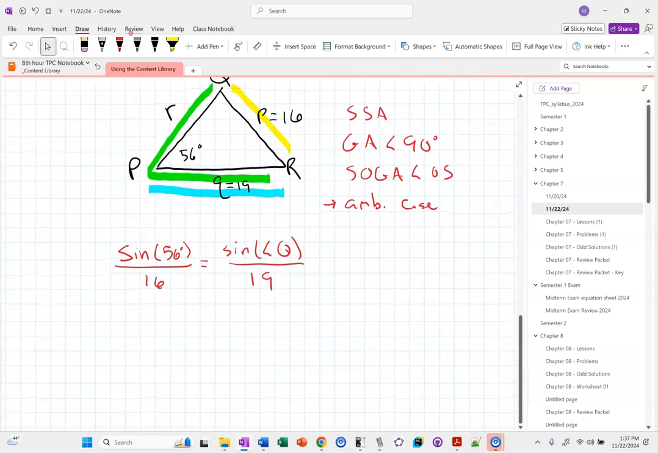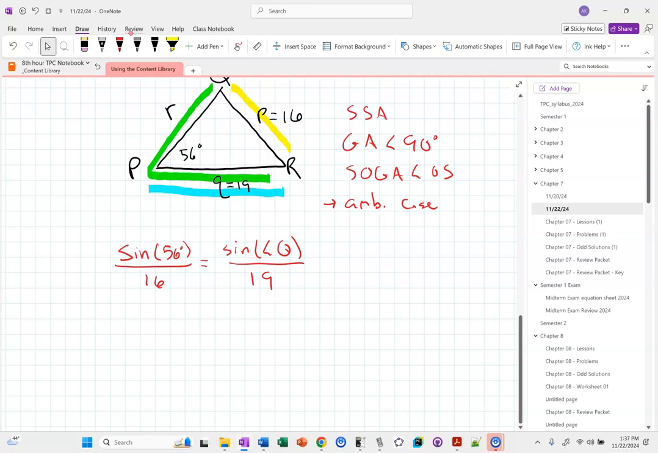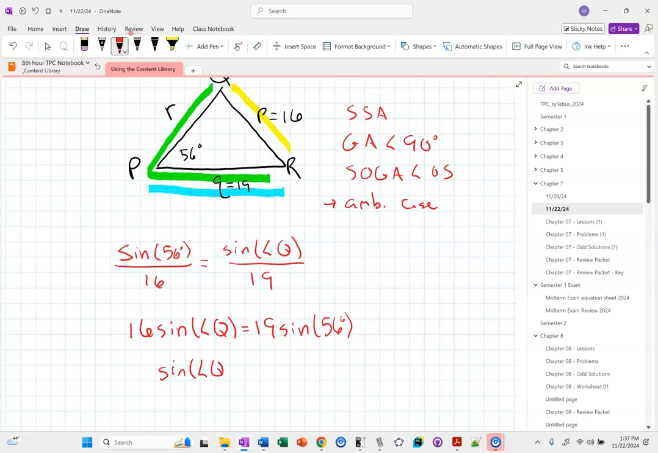So that kind of equation is called what again? Proportion. Great. And how do we solve a proportion? We cross multiply. And then we'll divide by the 16, so the sine of angle Q is by itself.